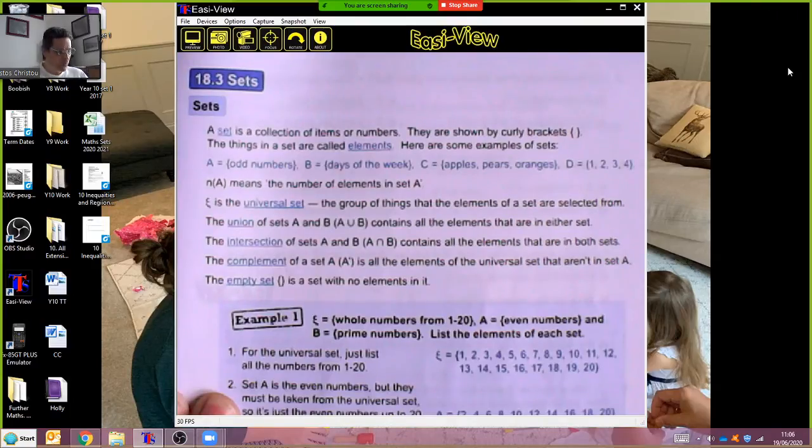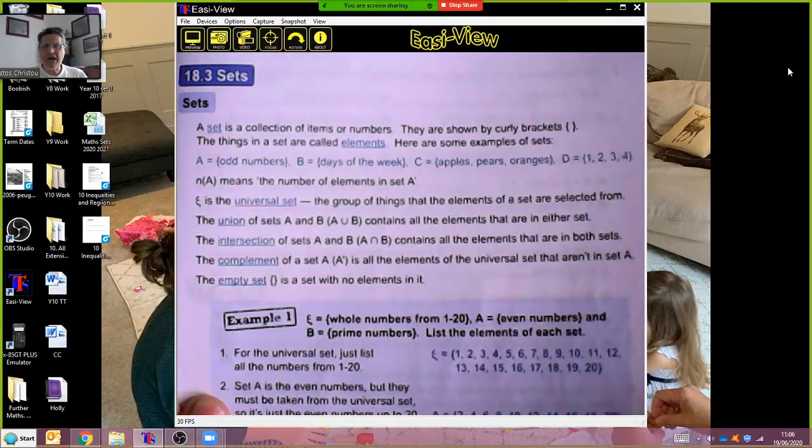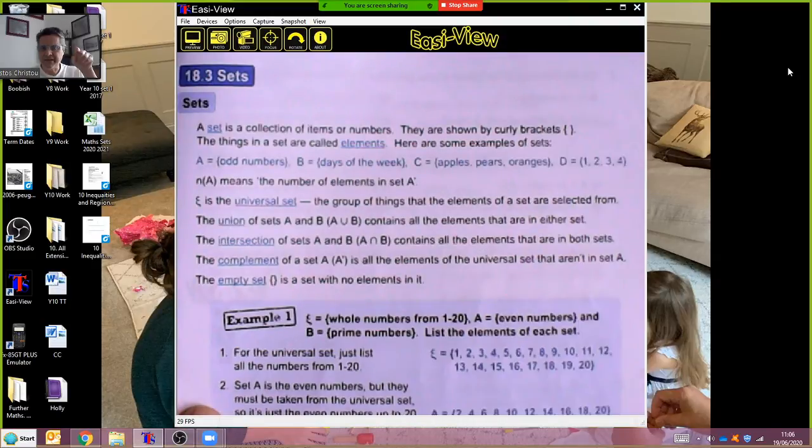So we're working with sets, a revisitation of Year 8's work, but it will go a lot further once we start. A set is a collection of items or numbers that are shown in squiggly curly brackets like that, and the things inside the curly brackets are the members of that particular set. The technical word for these members is the elements, highlighted there in blue.